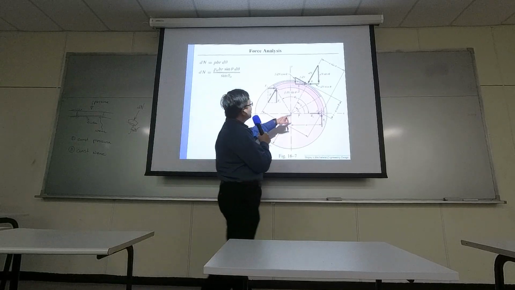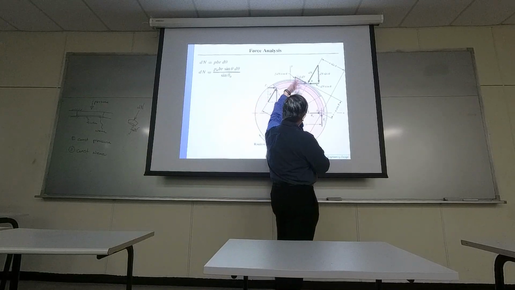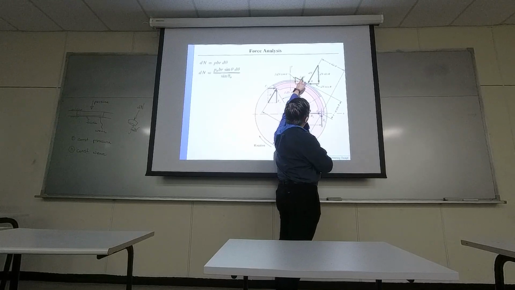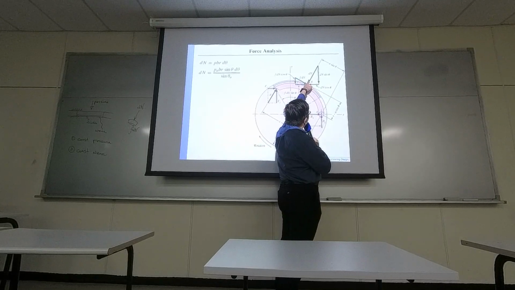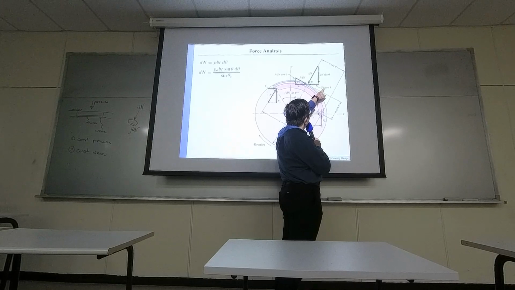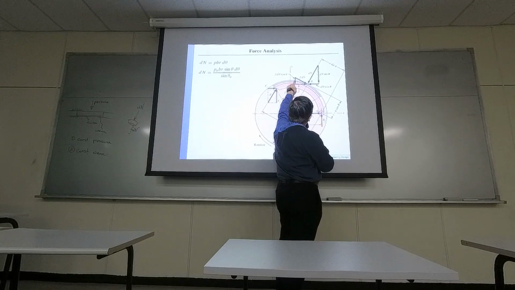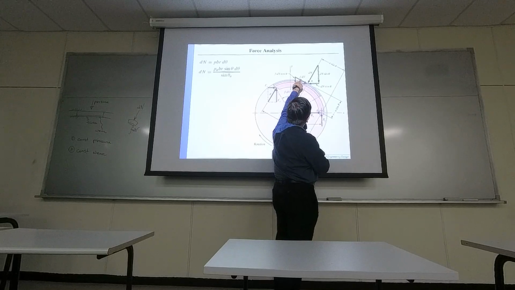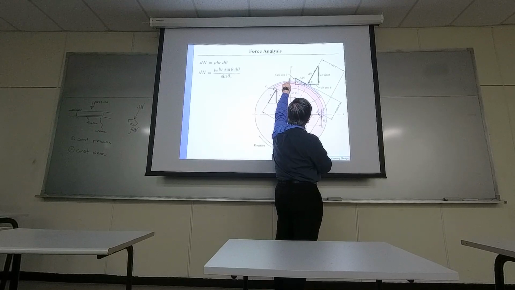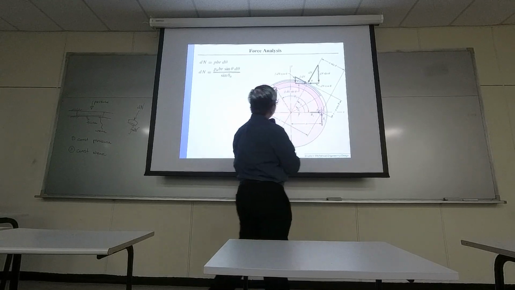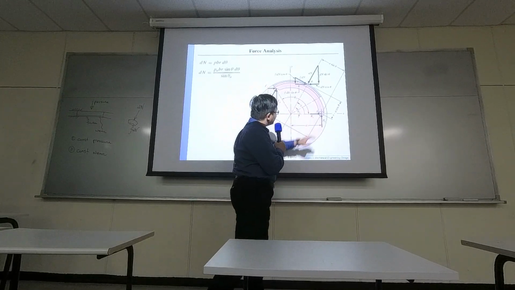Now, from geometry, you realize this is theta and this is theta. So this one will be dN times cosine theta. This one is dN times sine theta. And for these two, this one is f dN cosine theta. This is f dN sine theta. Then you have reaction forces here.